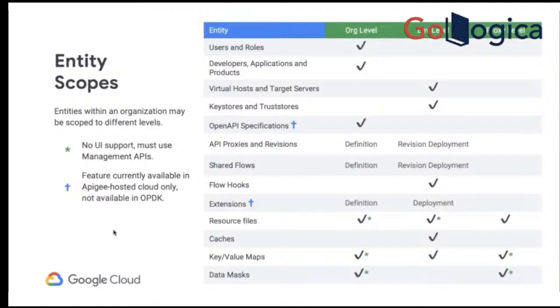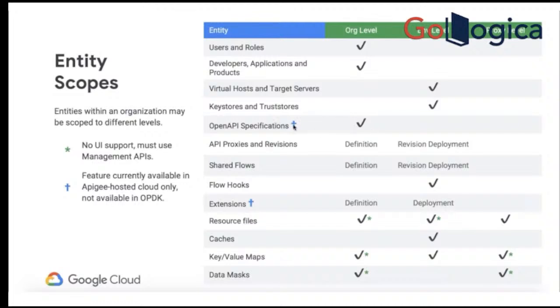Now going through these entities, this shows the scope of each entity. You can see some entities are available at the org level, like users and roles, which are available only at the org level. Developer, application, and products are there at the org level, and you can see virtual host, target servers, key store, trust store. These are available only at the environment level, so you can create them only there. Open API specs are available at the org level.